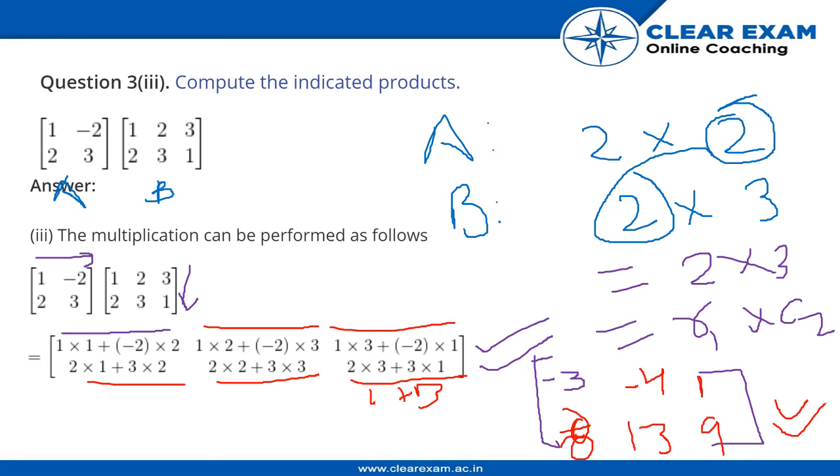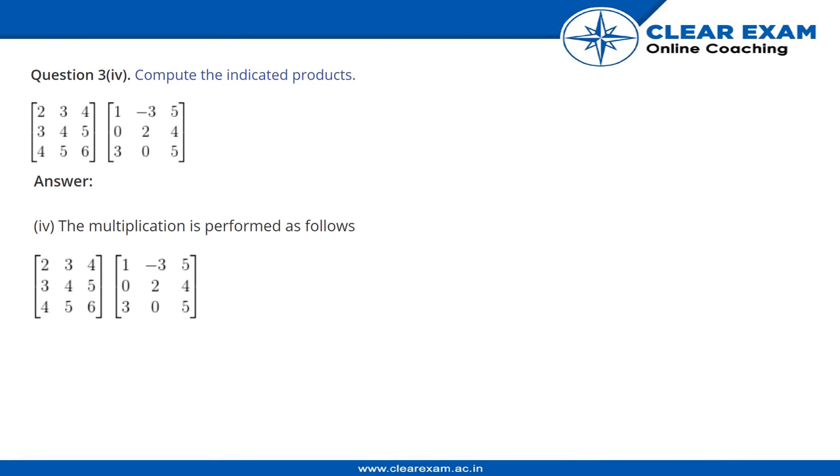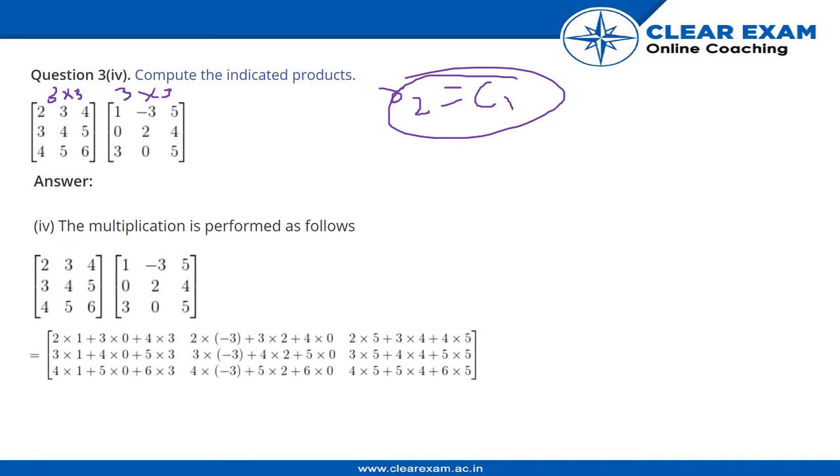Now moving to the next slide. This time we have a 3 cross 3 matrix on both sides, A and B. This is also 3 cross 3. This one is also 3 cross 3. So the number of rows in the second matrix is equal to the number of columns in the first matrix. So we can proceed further. Let us see the first step. Let me show it to you.